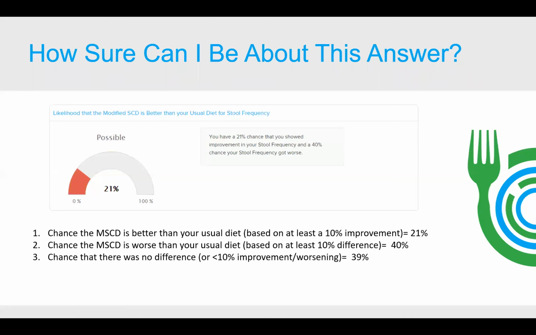Now we answer that second question for this participant. What's the likelihood that the modified SCD was better than their usual diet? So again, we give you that first probability. So there's a 21% chance the MSCD was better than their usual diet. We give you a 40% chance that the MSCD was actually worse than their regular diet for stool frequency. And then we can calculate the chance that there was no difference. So a 39% chance that there was no difference.